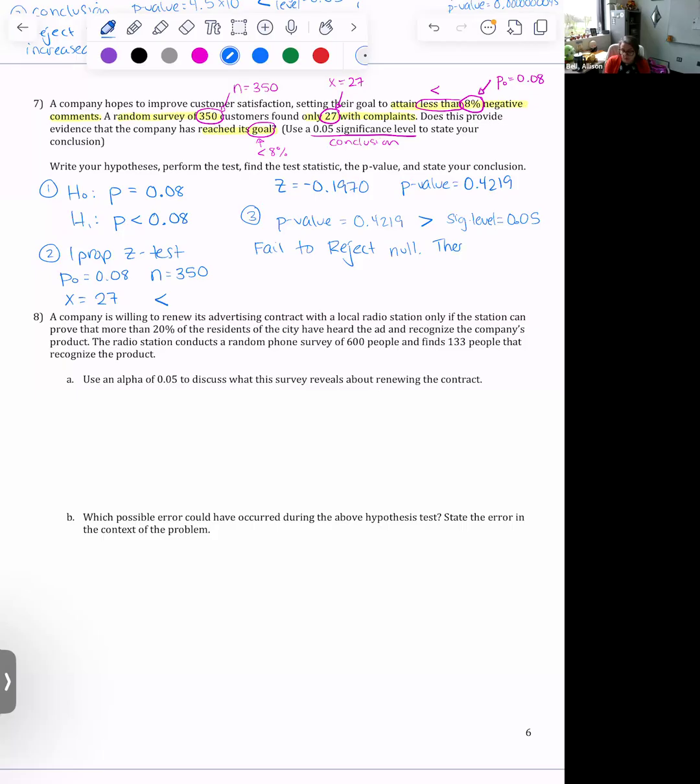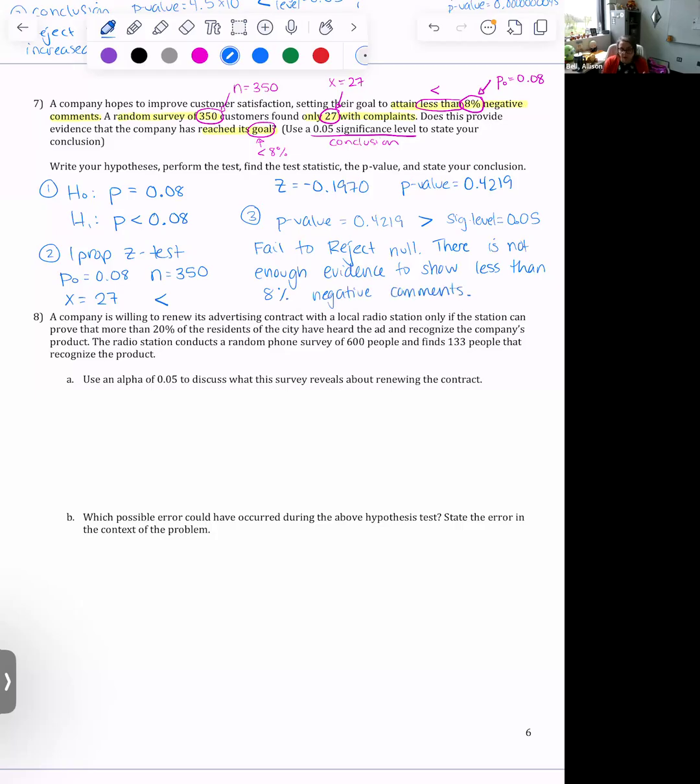So there is not enough evidence to show less than 8% negative comments.